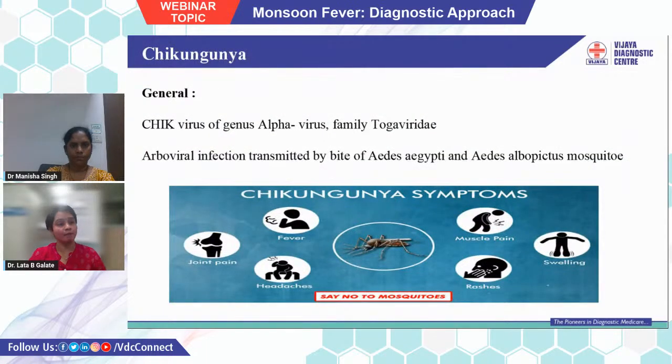Coming to the next important prevalent monsoon fever, which is chikungunya, which is caused by a virus of the family Togaviridae. This is spread by the same vector as dengue, which is Aedes albopictus. So one can get infected with both chikungunya and dengue at a time. So co-infections are high in the areas where this mosquito is prevalent.